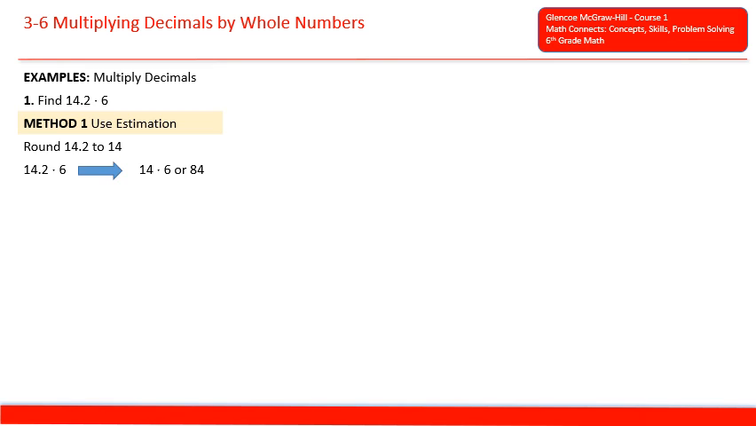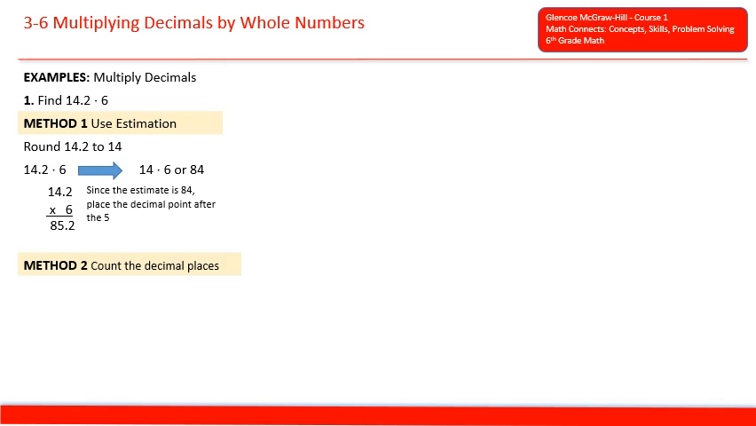14.2 times 6 is 14 times 6, or 84. 14.2 times 6 is actually 85.2. Since the estimation is 84, place a decimal point after the 5, and we get 85.2. So if we do it another way, count the decimal places, we multiply 14.2 times 6, we get 85.2. There's one decimal place there, and we'll count one decimal place from the right, and that's how we know it's 85.2.